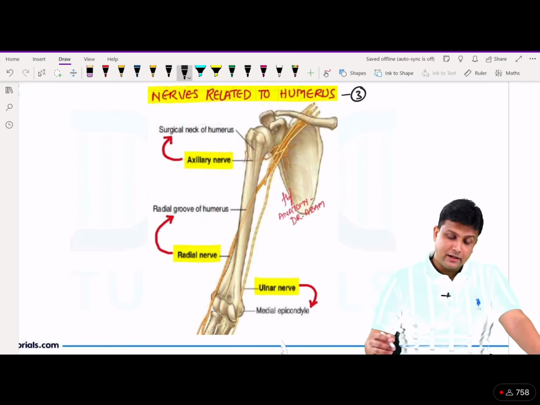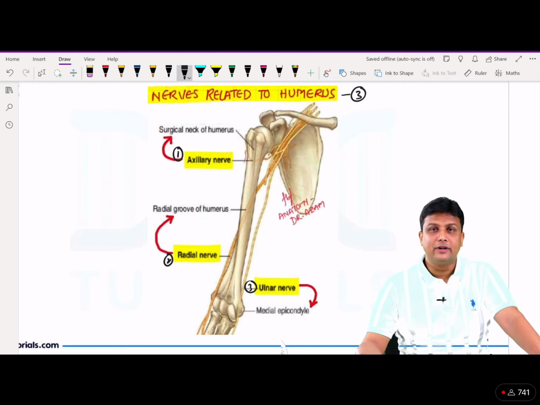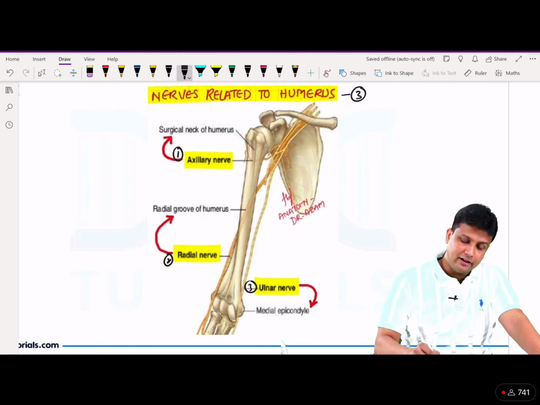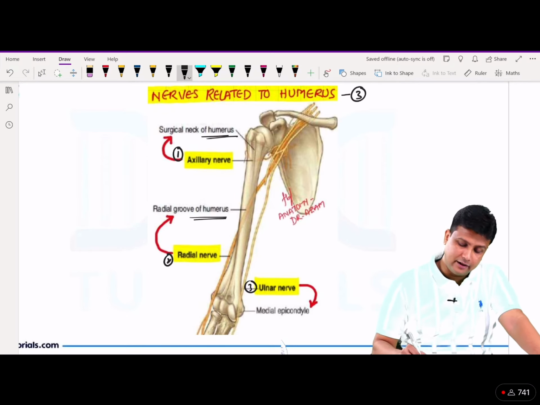Okay? And those 3 nerves will be number 1, the axillary nerve, number 2, the radial nerve, and number 3, the ulnar nerve. So there are 3 nerves related to the humerus: the axillary nerve, the radial nerve, and the ulnar nerve. And remember, the axillary nerve is going to pass behind the surgical neck of the humerus. The radial nerve is going to pass in the spiral groove, or the radial groove, just behind the shaft of the humerus, and the ulnar nerve is going to pass behind the medial epicondyle.